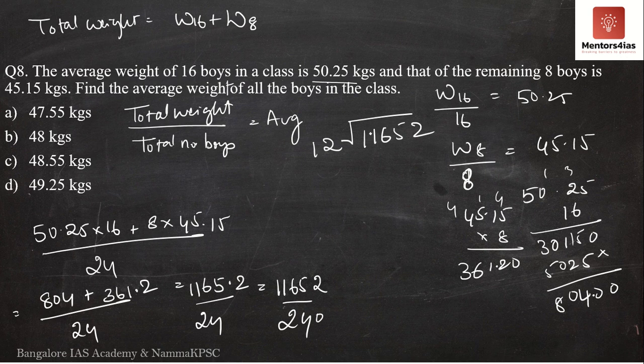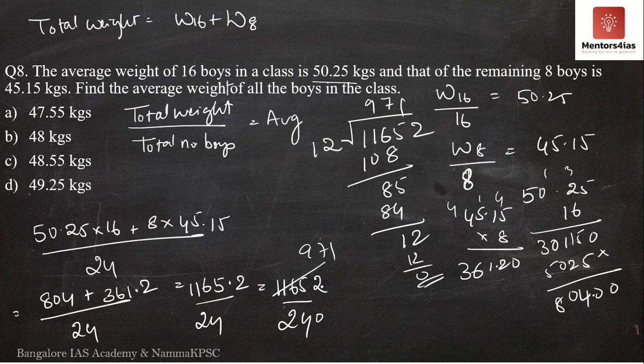So 11 is not divisible. So 12 tens is 120. So I'll take 12 nines. 12 nines is nothing but 108. 116 minus 108 is 8. We have 85. So 85, 12 fives is 60, 72. 12 sevens, we have 84. One remainder, 12. Of course, 12 ones are 12. It is 0. So 12 into 971 is 11,652. 12 into 20 is 240. So what are we left with?